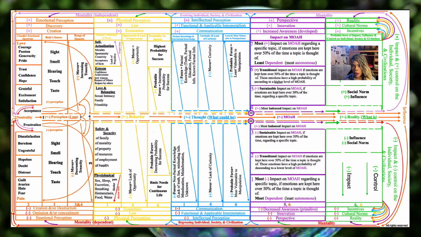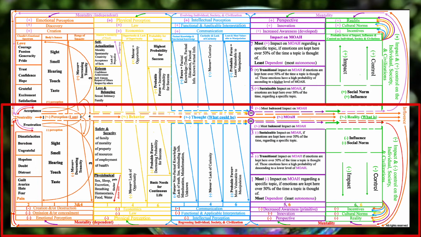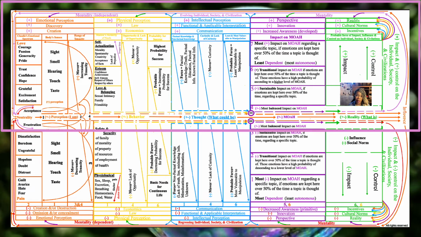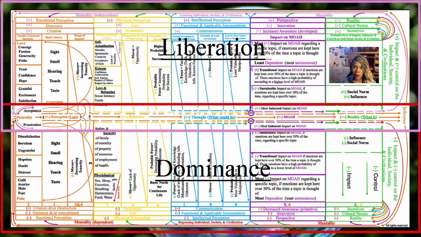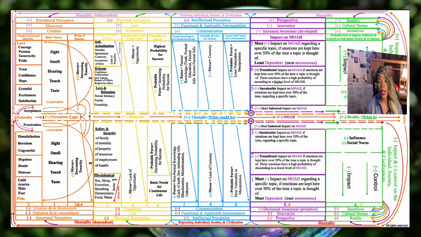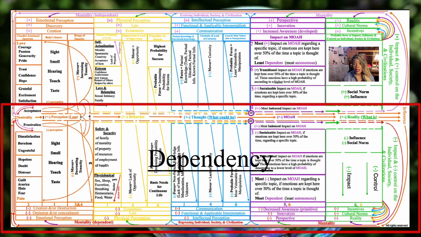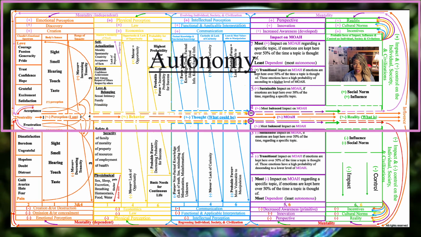Now, when looking at the chart, keep in mind that the intention is either dominance, which is represented by the bottom of the chart, or liberation, which is represented by the top half of the chart. So dominance in red, liberation in lavender. And this can manifest both as physical dominance or liberation or mental dominance or liberation. The coherent action will either encourage dependency, which is represented by the bottom half of the chart, or autonomy, which is represented by the top half of the chart.